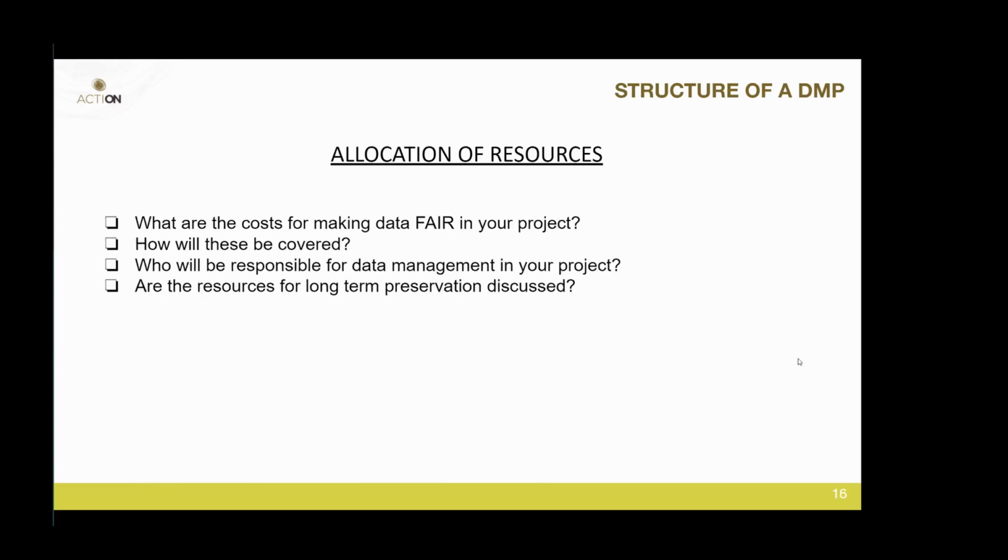Okay. Allocation of resources. So in this section of the document, you have to answer some questions like, what are the costs for making data FAIR in your project? In this case, if you are going to upload your data set to Zenodo, what is the cost? Well, for the moment, it's free. Only the cost you need, I don't know, we can say human resources to upload this information to Zenodo, but that's it. How will it be covered? Of course, if you have any support or financial support from another project, you have to specify it here, okay?